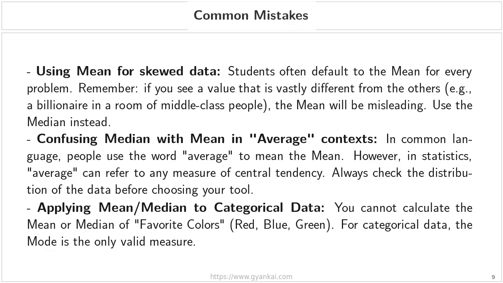Finally, a very important rule. You cannot apply the mean or the median to categorical data. For instance, if you are looking at a list of favorite colors, such as red, blue, or green, it is mathematically impossible to calculate a numerical middle or an arithmetic average. In these scenarios involving categories rather than numbers, the mode is your only valid measure. Now, before we wrap up with our final summary, I want to pause and highlight some common pitfalls. Even students who understand the formulas can sometimes make mistakes in the application phase. Keep these distinctions in mind as we move into our final key takeaways.